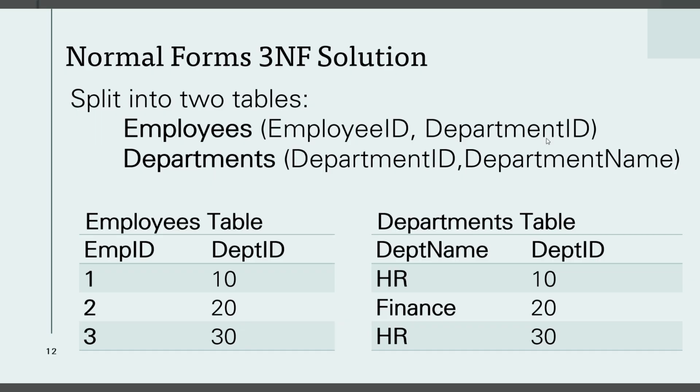This is the solution to the third normal form violation. The data has been split into two tables, one for employees and one for departments. The employees table now includes only employee ID and department ID, while the departments table stores department ID and department name. This removes the transitive dependency, so all fields now depend directly on the primary key, ensuring the data is properly normalized.